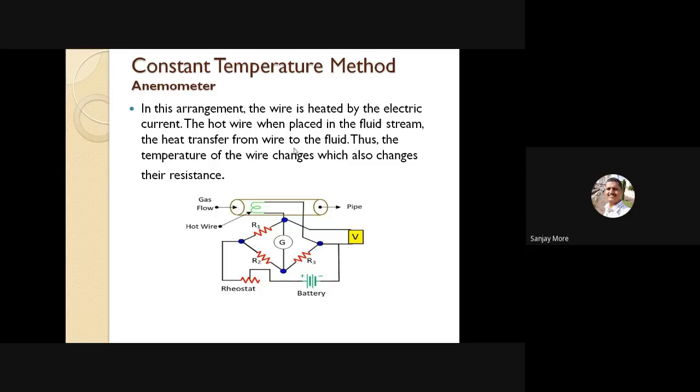The second type of anemometer, constant temperature method. Give the heading constant temperature method anemometer and draw this diagram. Fastly draw this diagram within 2 minutes.